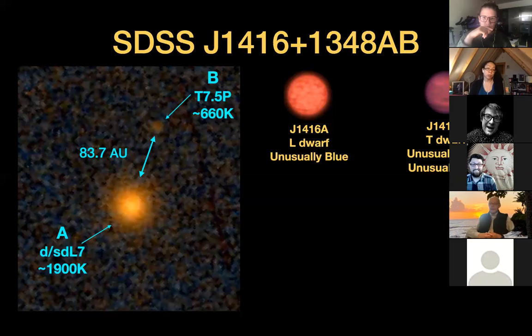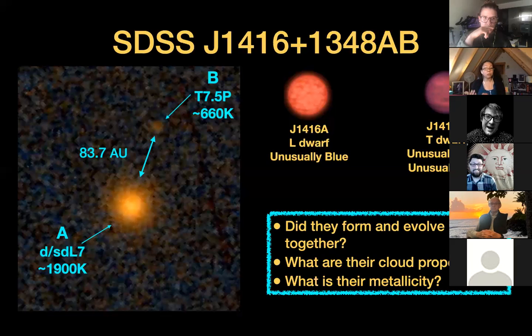It's got a temperature of around 660 Kelvin, and these objects are widely separated from one another at about 84 AU, which makes it really interesting to understand, because they're so old, did these objects actually form together, or was one captured from the system still remaining around for this time? So the three questions we want to address are, one, did these objects actually form and evolve together? What are their cloud properties if either of these have clouds? And then what is their metallicity? So using Brewster, what do the retrievals tell us?